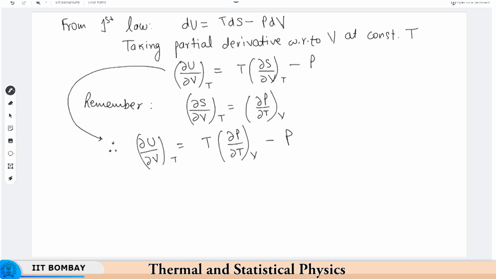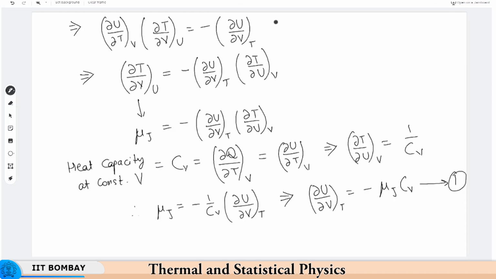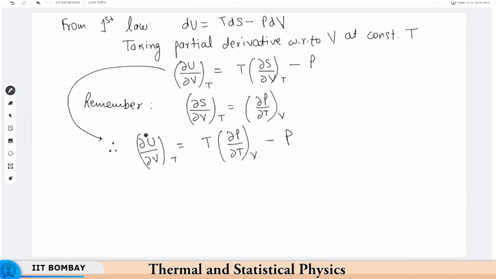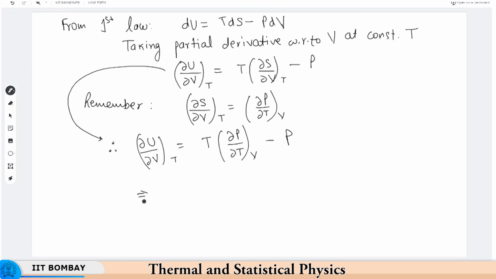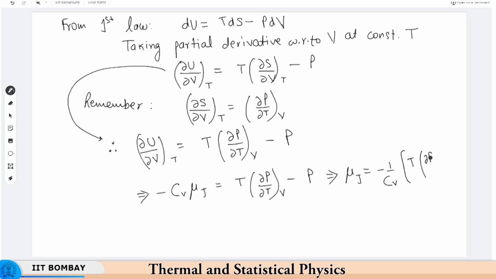Now, we also know from equation number 1 that del U by del V at constant T is minus C v times mu J. So, this is basically the negative of C v times mu J equals T times del P by del T at constant volume minus P. And from here, finally, we can write the final expression of the Joule coefficient, which we are interested in, as minus 1 by C v times T times del P by del T at constant volume minus P, and this is the final result.